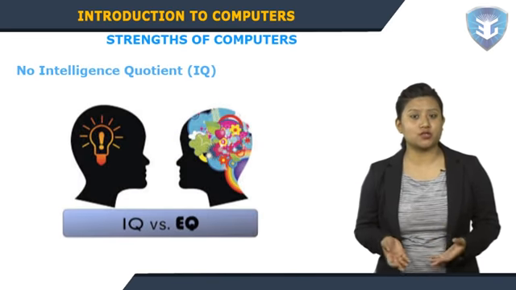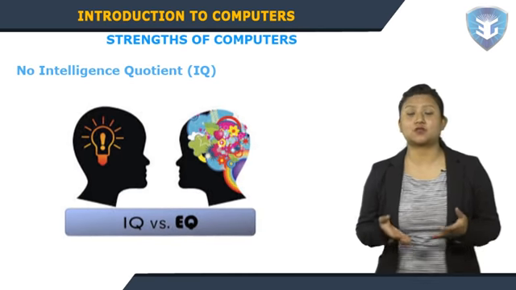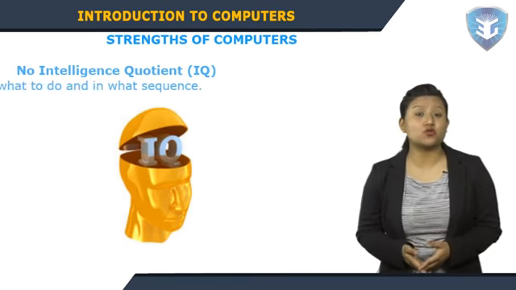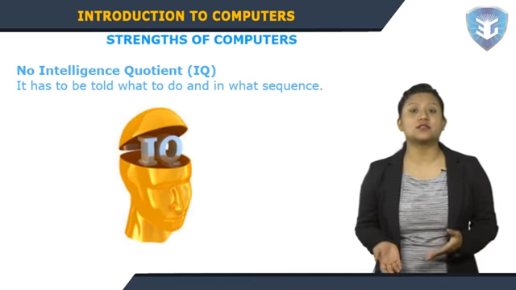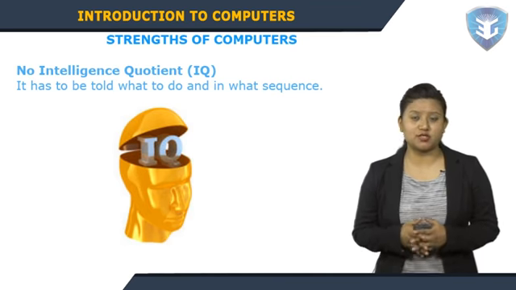No intelligence quotient, IQ. A computer is not a magical device. It possesses no intelligence of its own. Its IQ is zero, at least until today. It has to be told what to do and in what sequence. Hence, only users determine what task a computer will perform. A computer cannot take its own decisions in this regard.